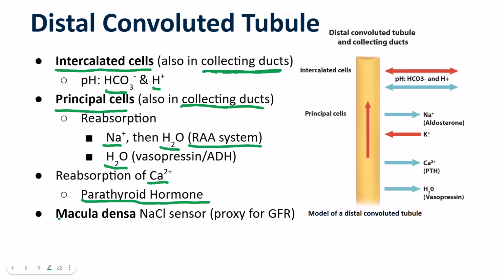There is also a specialized cluster of epithelium within the distal convoluted tubule that is adjacent to the glomerulus, which is called the macula densa. The macula densa is going to be a salt sensor. So this is going to detect the concentration of salts in the filtrate, and this will serve as a proxy for glomerular filtration rate, as we will see.